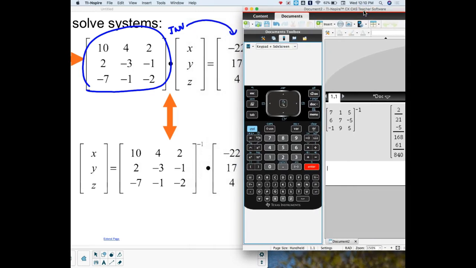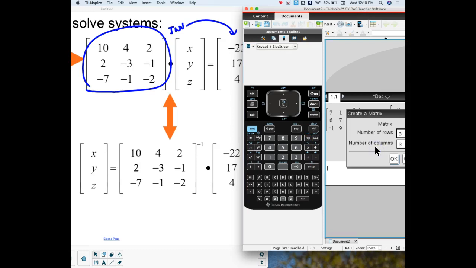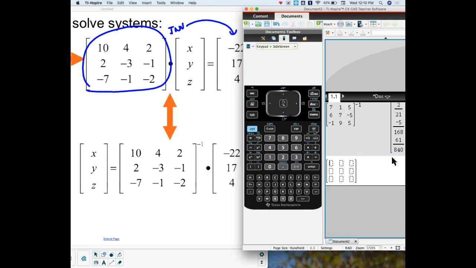Okay, so if I take this one, I need a 3 by 3 matrix, and that matrix is going to be 10, 4, and 2, 2, -3, and -1, -7, -1, and -2. That I need to have the inverse of.